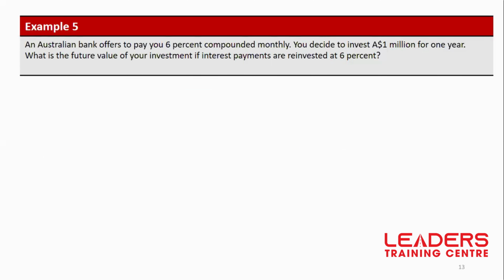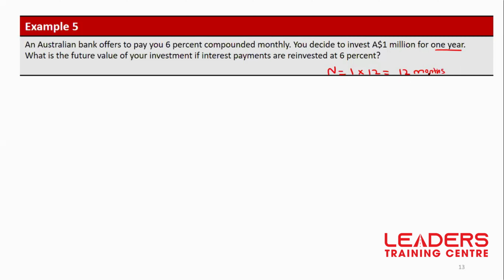All right, our next example is on a monthly basis. It says an Australian bank offers to pay you 6% compounded monthly. You decide to invest $1 million for 1 year. What is the future value of your investment if interest payments are reinvested at 6%? Because it's monthly, we are going to count in terms of months, and the periodicity is on a monthly basis. So N in this case will be the number of months. And since we want to find the future value after 1 year, in 1 year, how many months are there? 1 multiplied by 12 is 12 months.